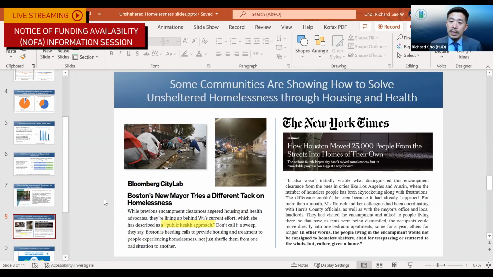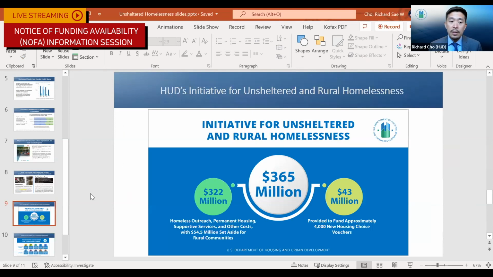Houston received some attention recently in the New York Times. They've moved 25,000 people out of homelessness into permanent homes, and a lot of their approach is really about increasing outreach and then rapid connections to housing, often directly from the streets without necessarily going through shelters.